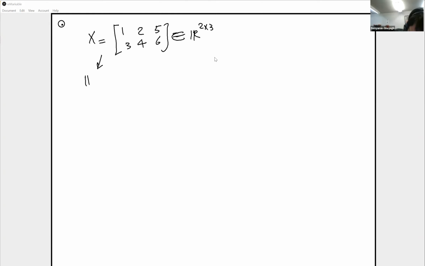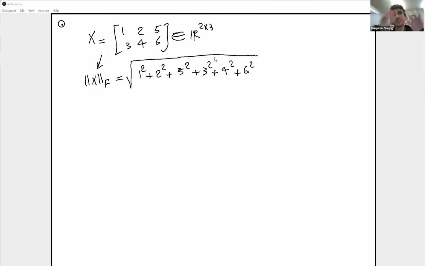Now, what is the Frobenius norm of X? The square root of 1 squared plus 2 squared plus 5 squared plus 3 squared plus 4 squared plus 6 squared. This is the Frobenius norm. So element-wise, I square them, then I sum them, then I take the square root. Clear? Okay.